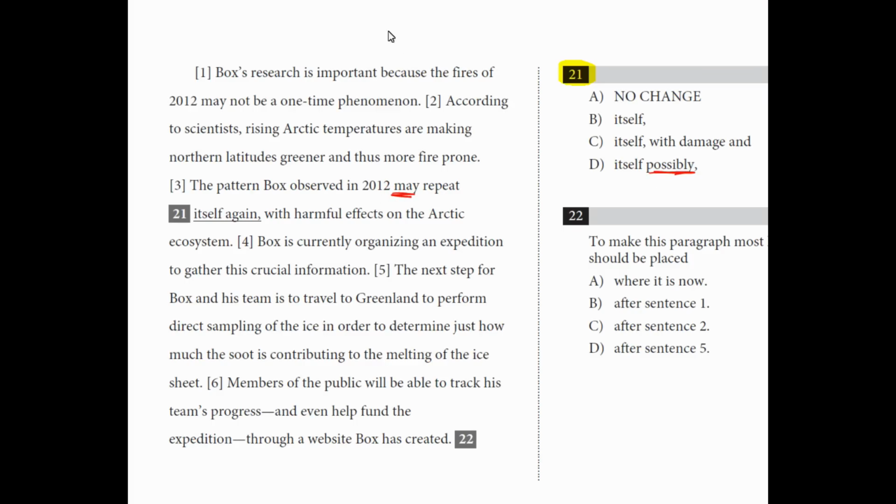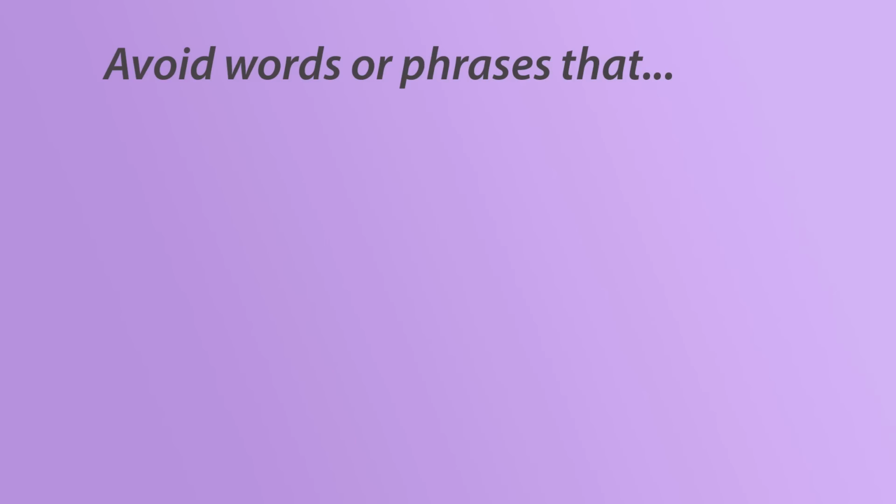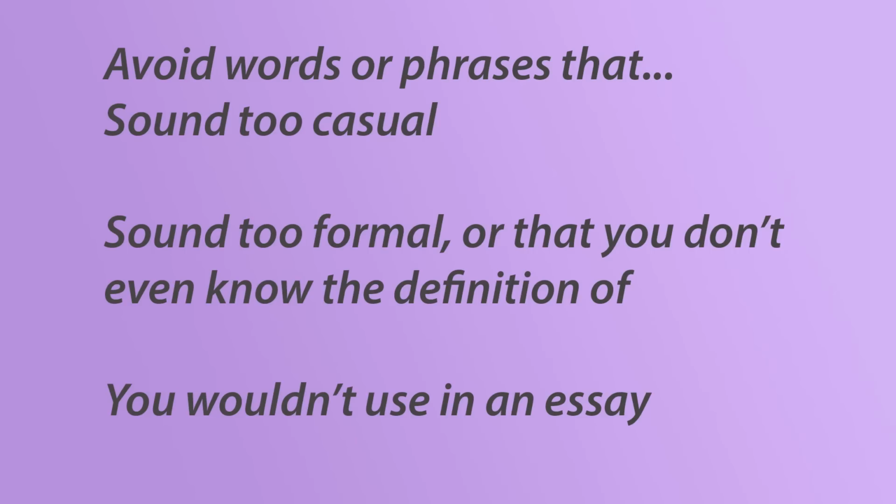Here's a real test example. The pattern observed in 2012 may repeat itself again, with harmful effects on the Arctic ecosystem. And the answer choices are, it may repeat itself possibly, may repeat itself again, or may repeat itself with damage and harmful effects. Now, all of those repeat parts of the sentence. How fitting. My general rule is if I don't know what a word means or I wouldn't use it in an essay, I don't pick it.